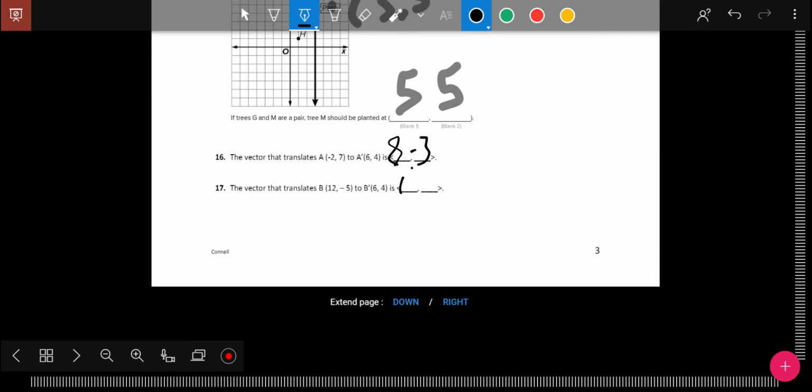It's like this one is 6, 9. How did I get 6, 9? I went from 12 to 6, so I went down 6. I went from negative 5 to 4, so I went up 9.